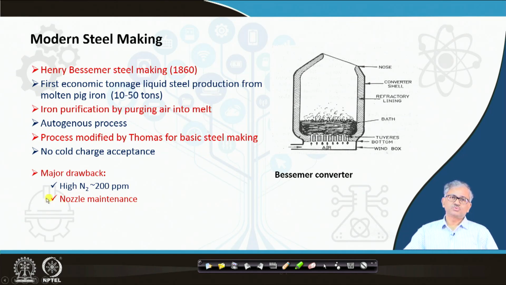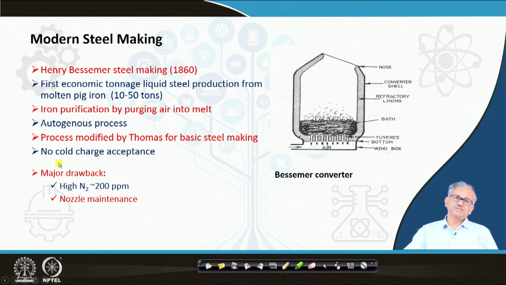And nozzle maintenance was another problem. Because you charge the air from the bottom, there is always a chance of the nozzle being flooded by the liquid head. So later on Thomas also shifted the nozzle to the side, such that the nozzle problem decreased significantly.